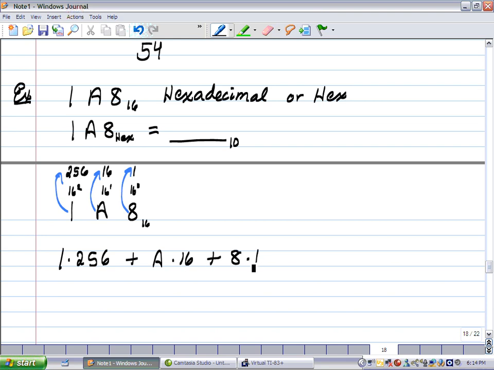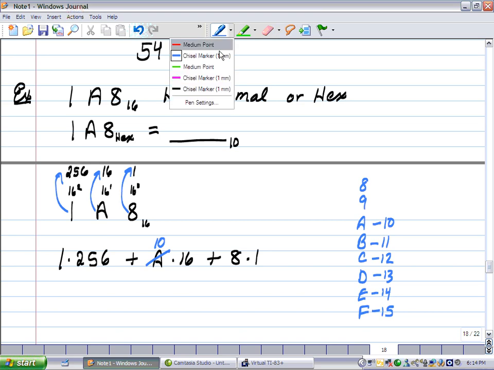What? A times 16? What is A? I can't use A. Let's think about this. When we're counting 8, 9, A, B, C, D, E, F, really this is the same as 10, 11, 12, 13, 14, 15. So A really is what? 10. So that second one's going to be 10 times 16.